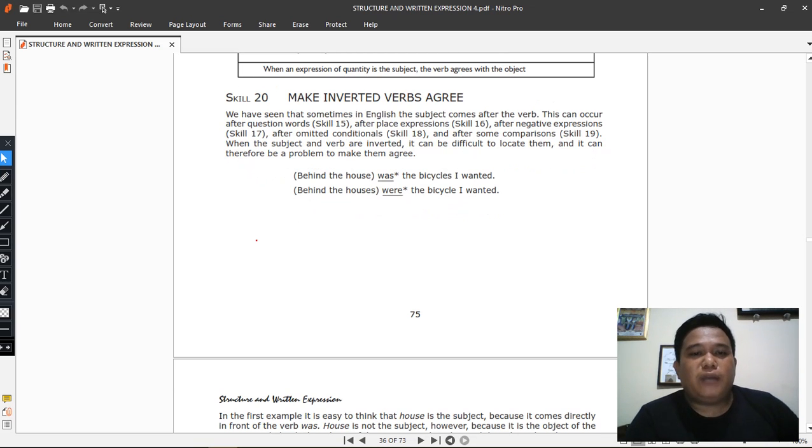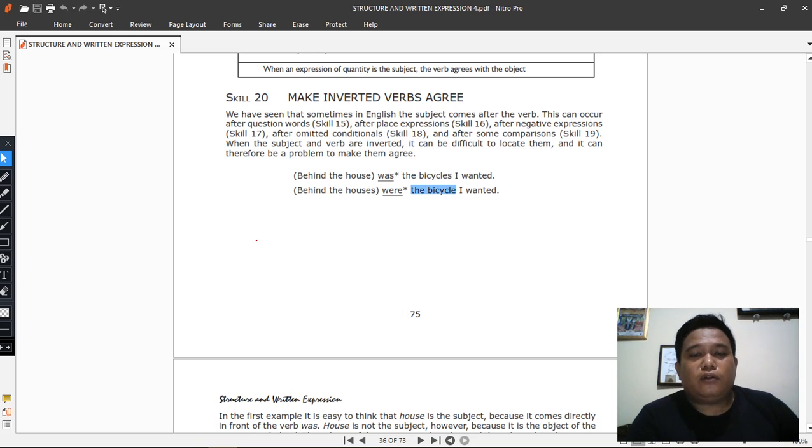Okay, in the first one, behind the house was the bicycles I wanted. So the first thing you need to do is locate the subject. Behind the house is not a subject, but it is an adverb of place. Behind, beside, and you can find more, they are always adverbs of place. So where's the subject? The subject is of course the bicycle. This one is the subject.